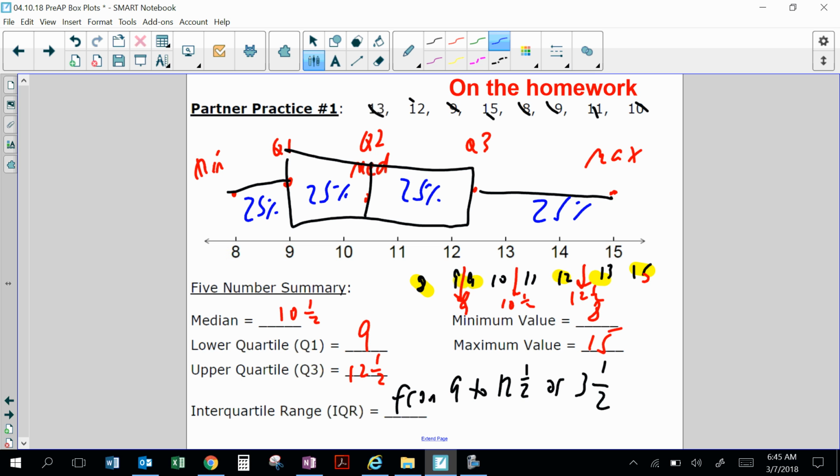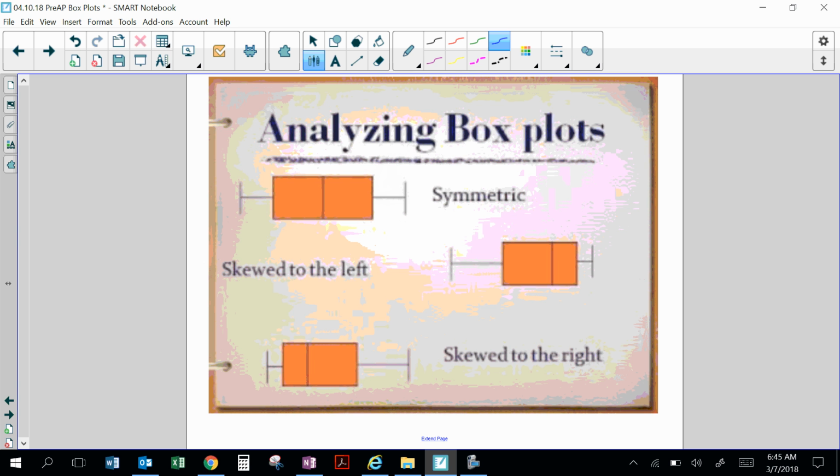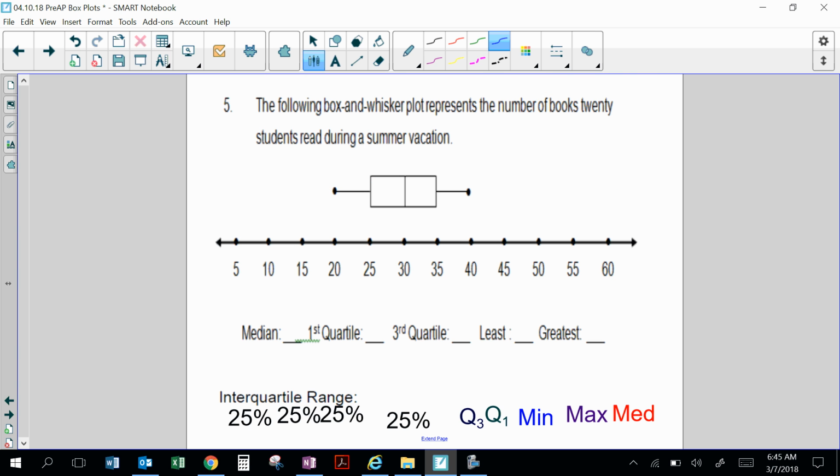Is it symmetrical? Not really. The tail is way longer on the right side, so it's skewed more to the right. Right here, skewed to the right. So we are going to answer the question.